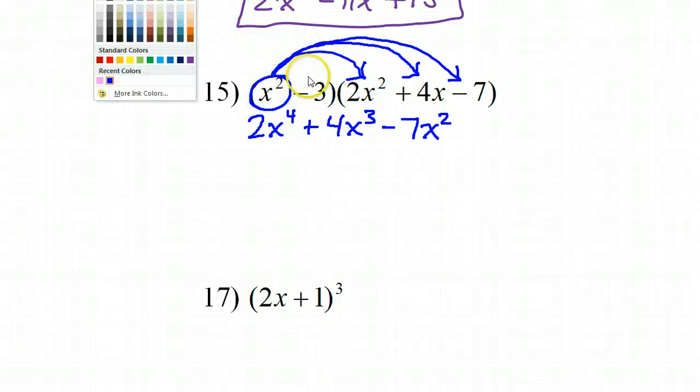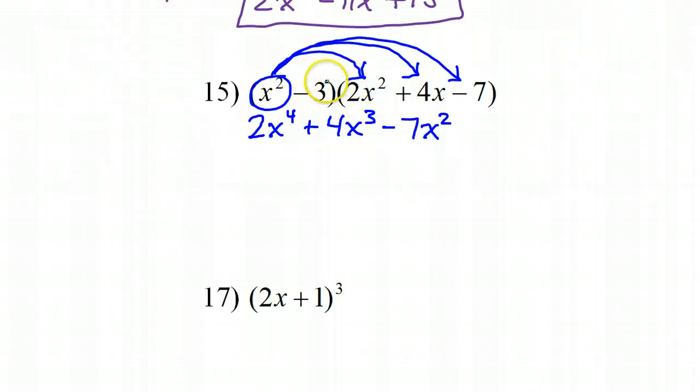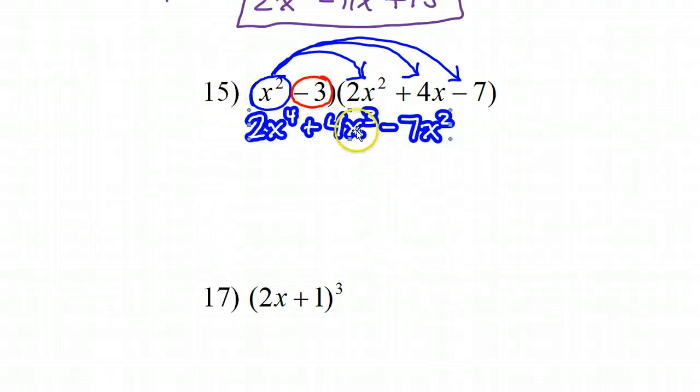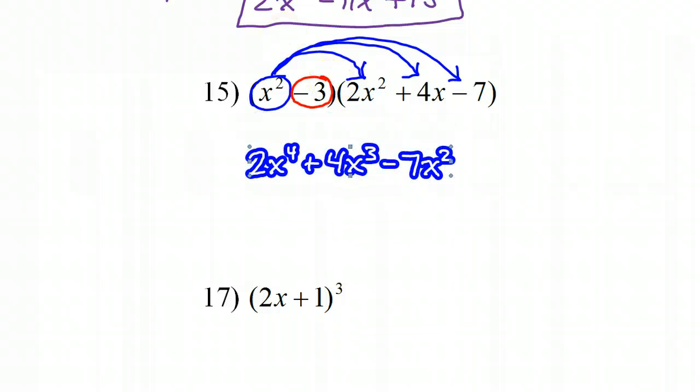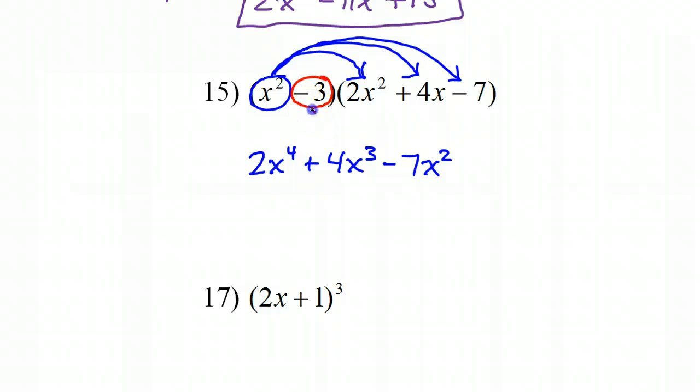Now I'm going to distribute the negative 3. Alright, you know what? I need to move this out of the way if I can. Okay, so I'm going to take the negative 3 and I'm going to distribute that.